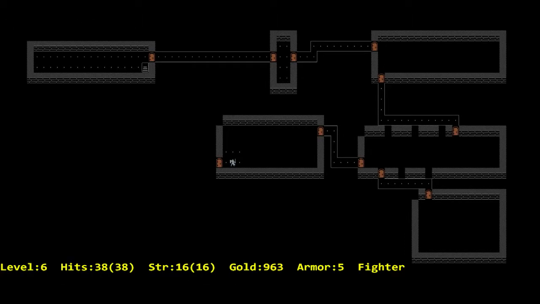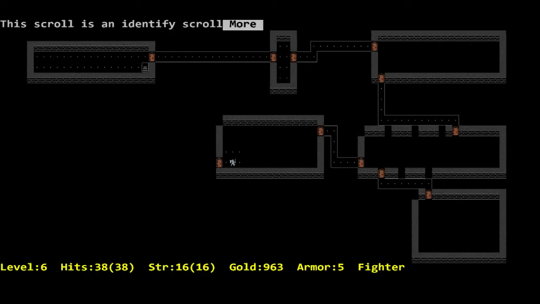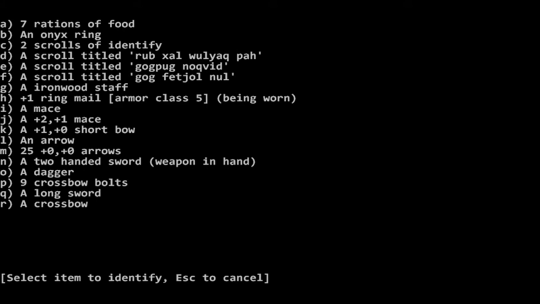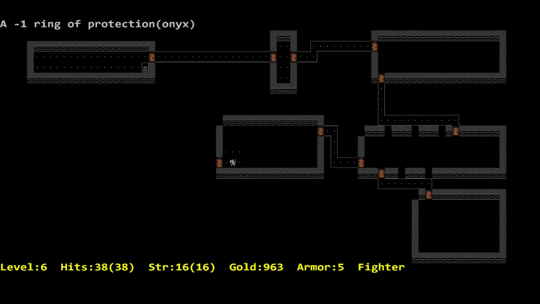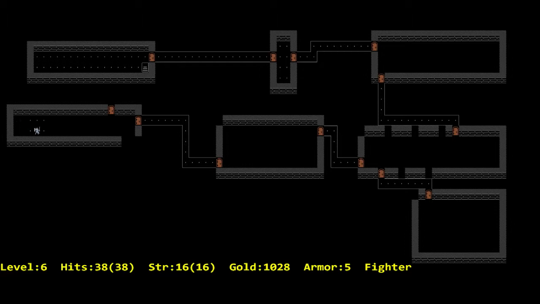Okay, let's see. We have a bunch of scrolls here. Let's try this one. It vanishes, and it is an identify scroll. Awesome. Okay. Where is the ring? The onyx ring. Minus 1 ring of protection, so that thing is cursed. We don't want that. I'm probably going to keep that ring regardless.